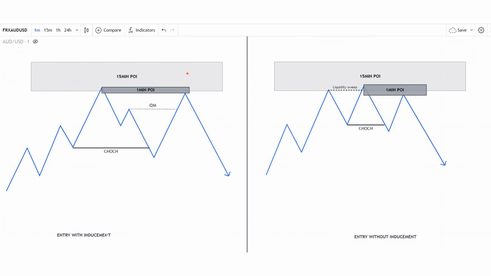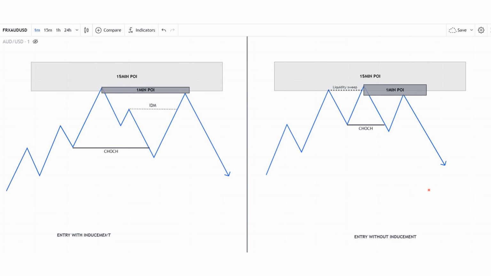If you don't know what a point of interest is, it's basically just a potential area for trade entry. You mark these areas where you are looking for an entry. It can be a fair value gap, an order block, an order flow, etc. But in this video the POI is going to be an order block. So just keep in mind that this point of interest is just an order block.